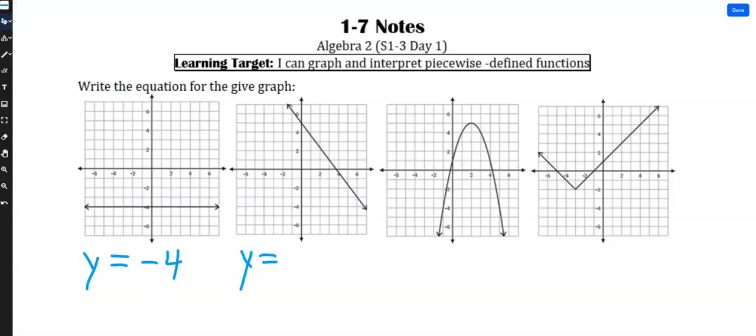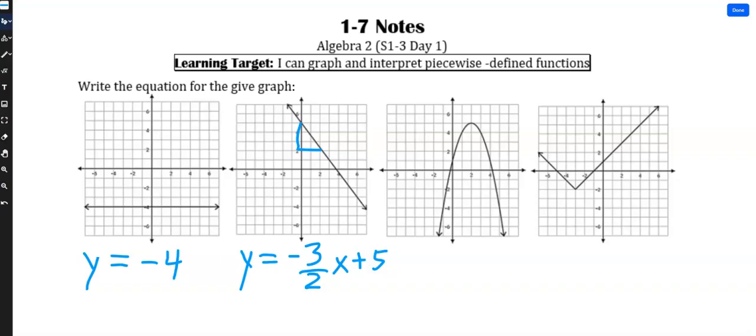And then we go a little bit more complicated, right? This one looks like a slope of down 3 and over 2. So that's y equals -3/2x plus 5, where 5 is the y-intercept.